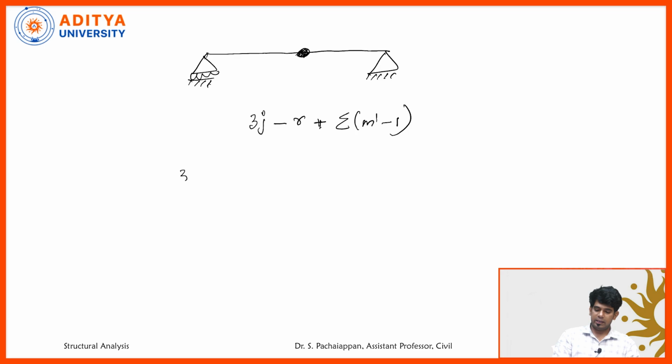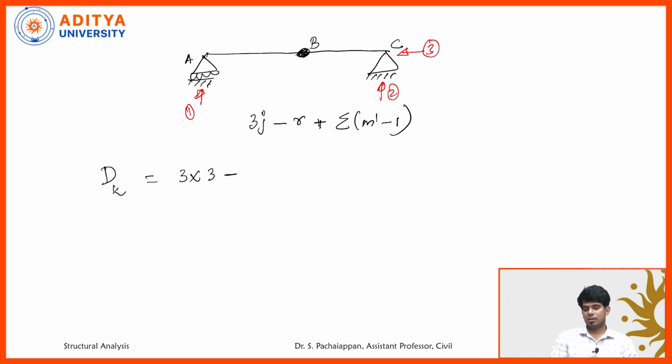Let's calculate 3 times the joints. How many joints are there in this beam? This is joint A, the hinge is joint B, and this is joint C. So totally 3 joints are there. Degree of kinematic indeterminacy: 3 multiplied by 3, minus reaction forces. What are the reaction forces here? One vertical here and then one horizontal here. So totally 1, 2, 3.